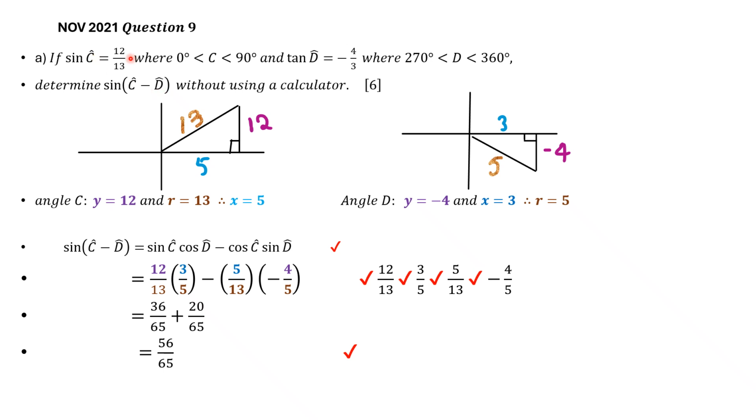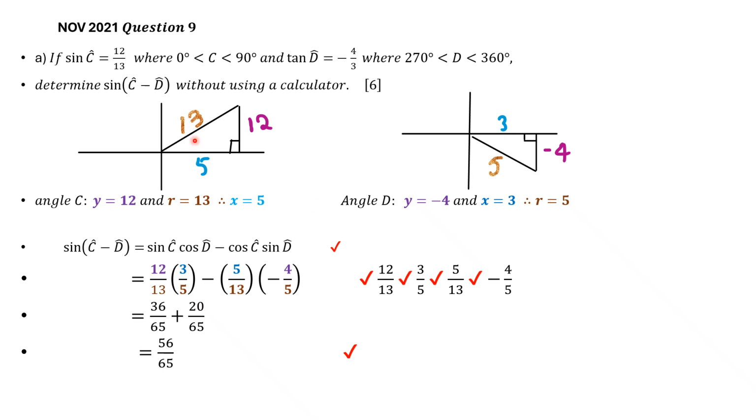So for C, sine is y over r. So first quadrant, there's my triangle. My y value is 12, my r value is 13. Tan, fourth quadrant. There, remember 0, 90, 180, 270, 360. So 270 to 360, fourth quadrant. And tan is y over x. But my y value here is negative, so therefore it's negative 4. And my x value there is positive, so negative 4 over 3.